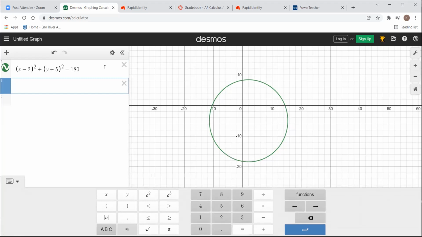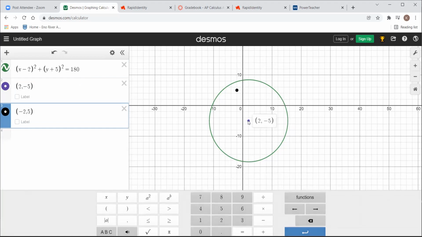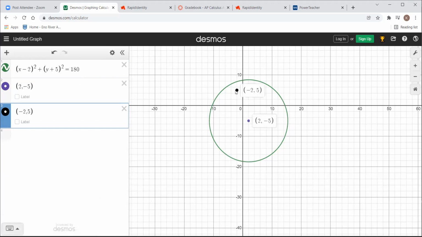And then we do know how to graph the points. So we have two different options for the center. We have 2, -5, and we have -2, 5. And so which one is the center? Is it 2, -5, or is it -2, 5? It's definitely 2, -5. -2, 5 makes no sense. Okay, so we just narrowed down our answers.